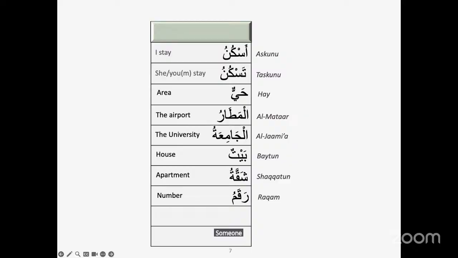Someone asked what's the difference between raqam and adad. Adad is more amount. Raqam is number, and adad is more like count. Count is the better word for adad.